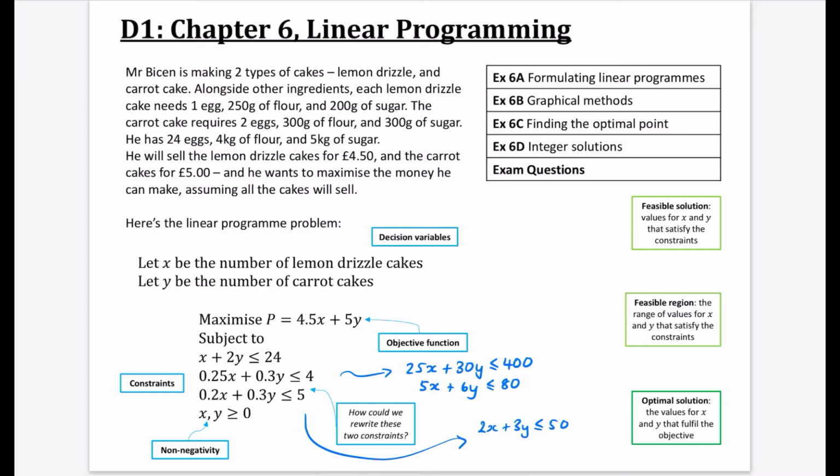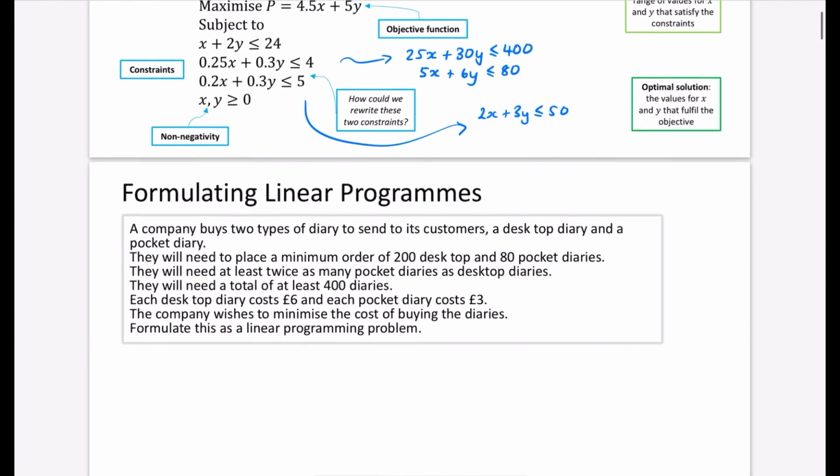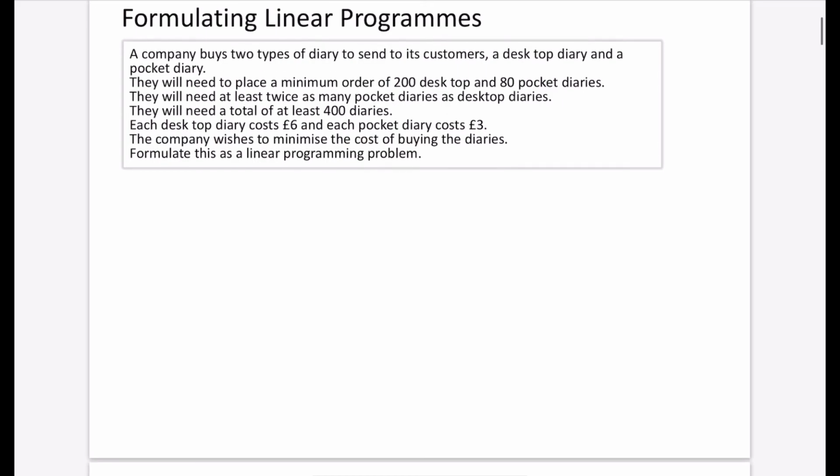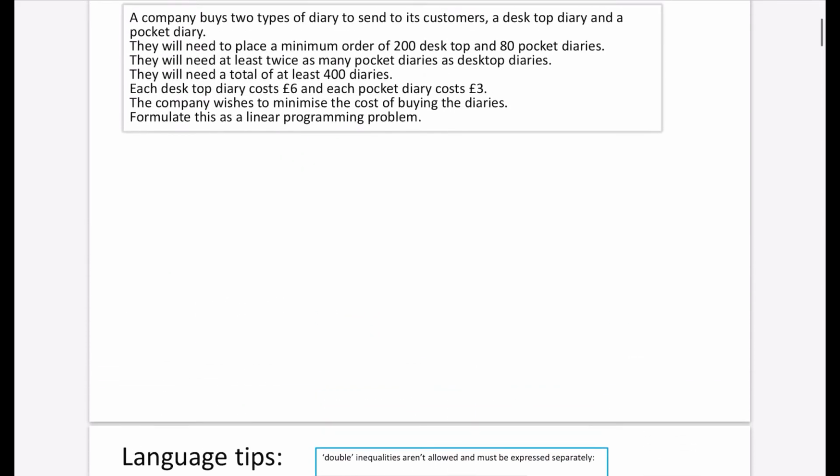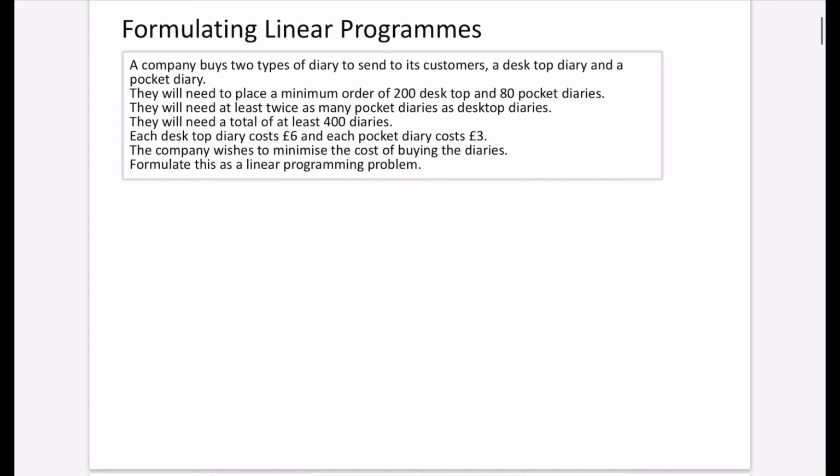And that will always be indicated either by the question explicitly or by the context of the question. So what we're going to do is have a look at one of these examples here, formulating our own linear program. And then in a separate video, I'm going to go through some things that are maybe a bit more challenging about some of the language that they use here. So this one says that a company buys 2 types of diary to send to its customers, a desktop diary, which I'm guessing is just a bigger diary, and a pocket diary. And it's a very old-fashioned example because I don't really know who uses diaries.